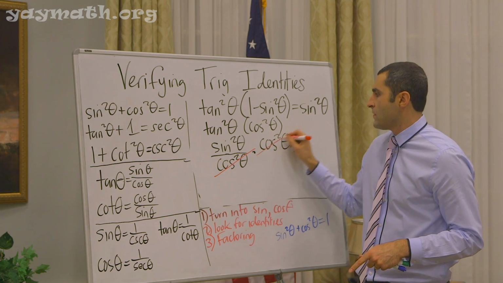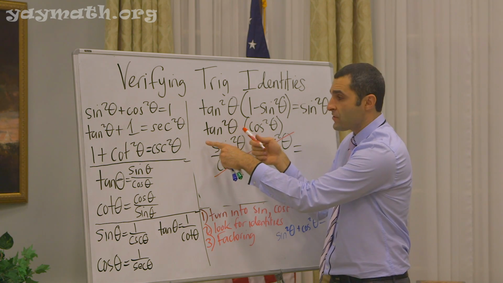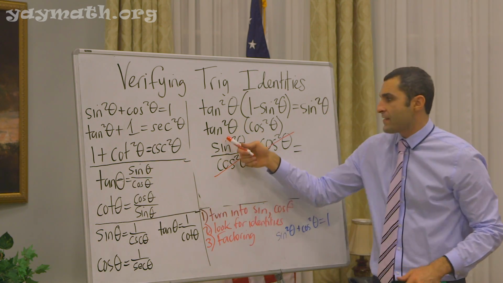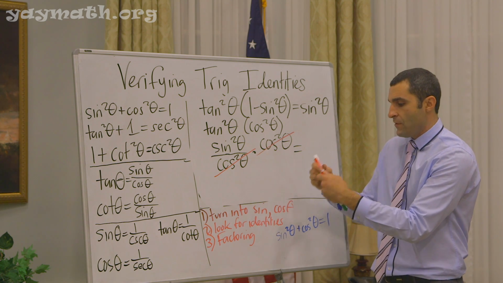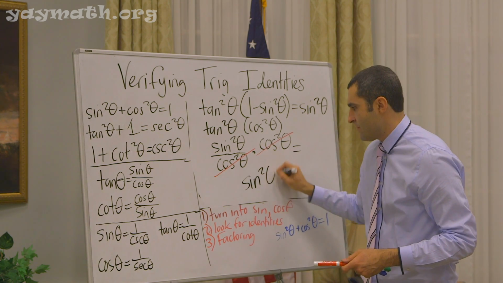Can that just be tan? I want to keep an eye on this. I turn tan into sine over cosine, so I could cancel the cosine. What's left when the dust settles? Sine squared. And that is exactly correct.